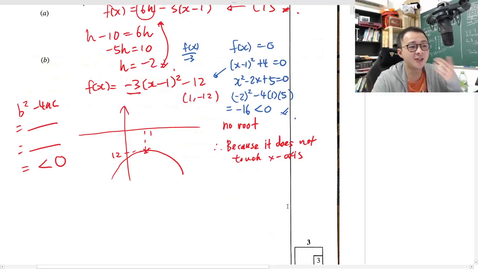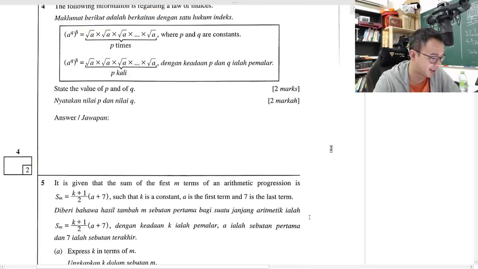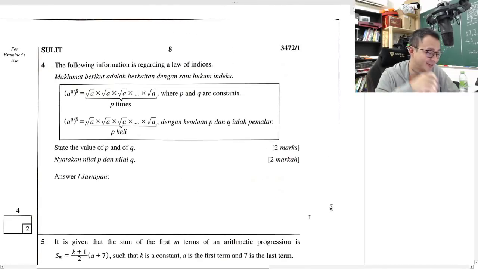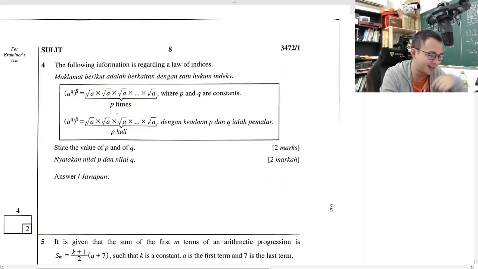So b squared minus 4 is less than 0 basically means it has no root. Okay, so let's move on to the next one. For this question, at first I actually took so much time to see what this is. At first I thought it's divided by p times, and then I see the small arrow here basically means they multiply p times. So it can multiply 10 times and so on.